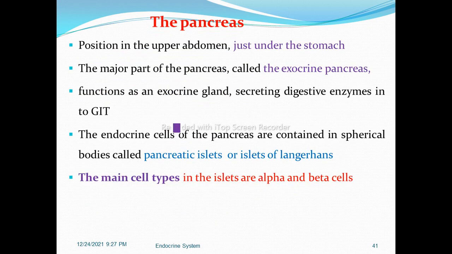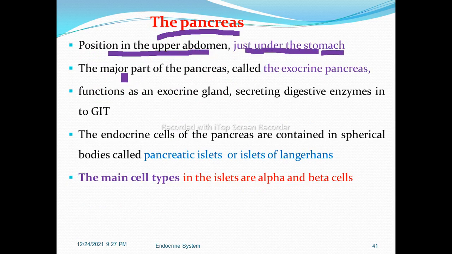The other gland is the pancreas. The pancreas is positioned in the upper abdomen, just under the stomach. The major part of the pancreas is called the exocrine pancreas. So the pancreas has two parts: the exocrine pancreas and the endocrine pancreas.